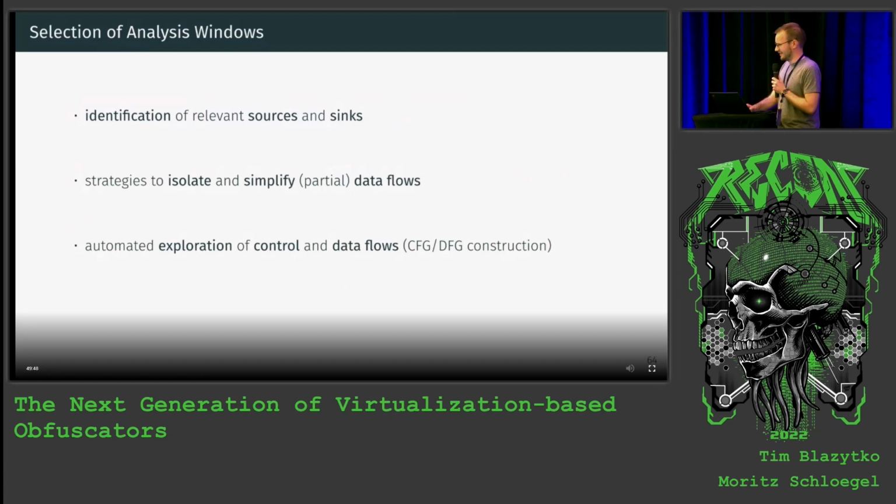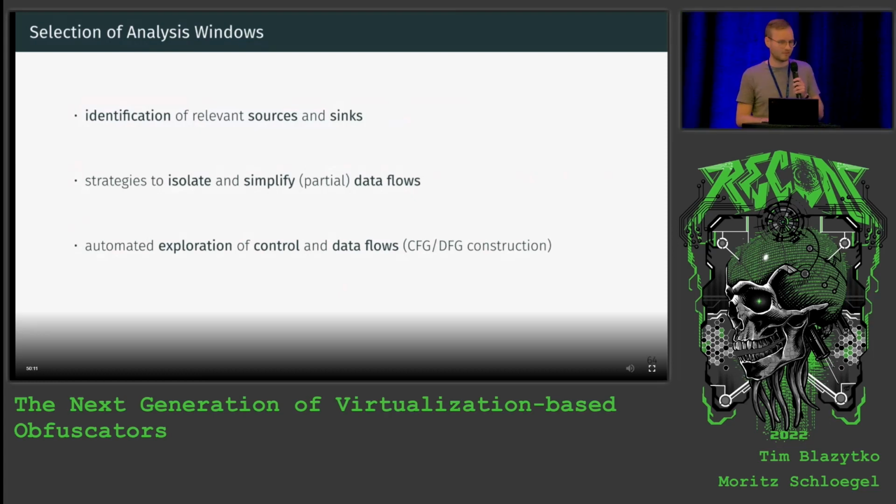Two things I particularly want to highlight: first, the analysis window. Instead of a very local scope, we have this global scope, and this makes it difficult to analyze all of it, right? So we need to identify relevant sources and relevant things. We need to develop strategies to isolate and simplify partial data flows. If you think back to merging the instruction semantics, we don't care about the others. Maybe we want to identify one, right? And finally, we need to automatically explore the control and data flows, so we need our tooling there to get up to date.